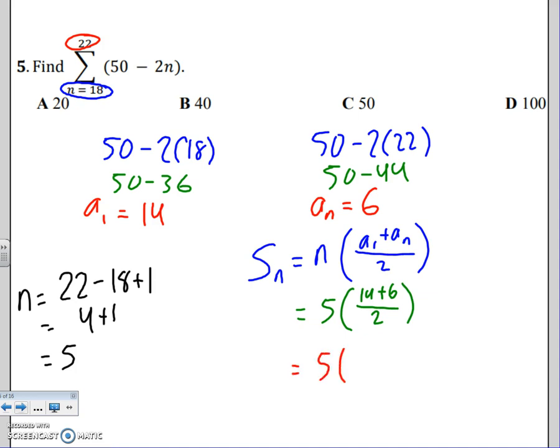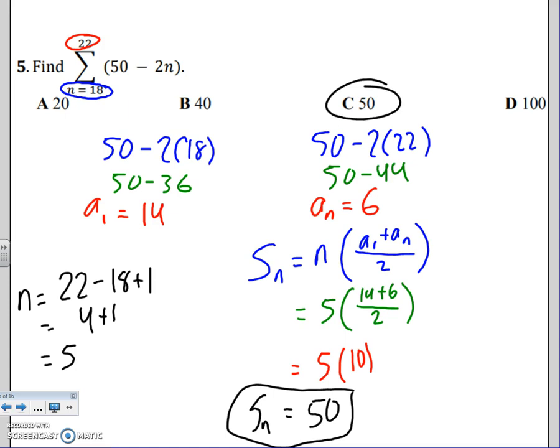This is 5. 14 plus 6 is 20. 20 divided by 2 is 10. 5 times 10 gives me 50. That's the sum of this series, arithmetic series. If you notice, we're subtracting, so it's going down. That's C.